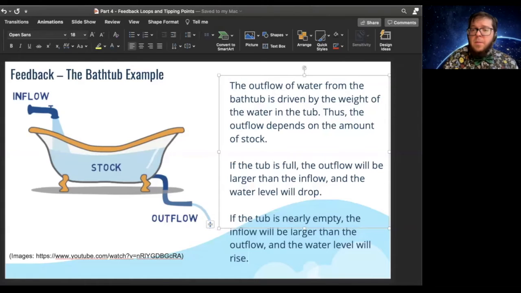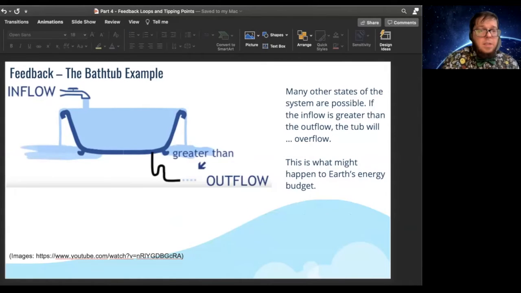Many other states of the system are possible. If the inflow is greater than the outflow, the tub will overflow. And this sort of thing is what might happen to Earth's energy budget unless we humans continue to take strong actions to alter our carbon emissions. The Earth is absorbing a certain amount of energy. Right now, it's absorbing more energy than it used to absorb.